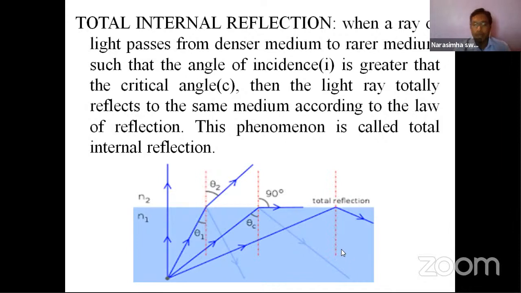Internal means what? In the same medium. Total means what? Whatever frequency or intensity of light you send, there is no deviation. The energy of that light cannot be absorbed or refracted into the other medium. So the same amount of energy is reflected into the same medium. So this is called total internal reflection.